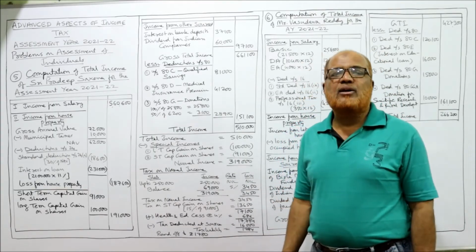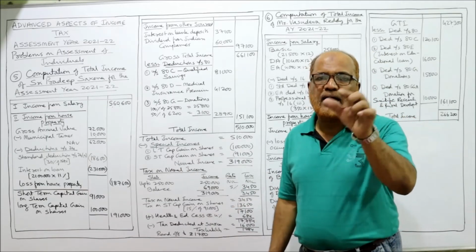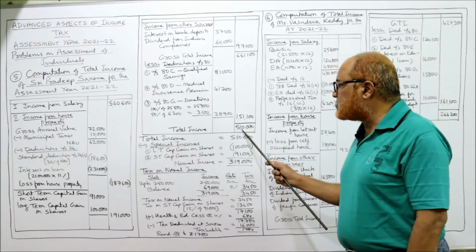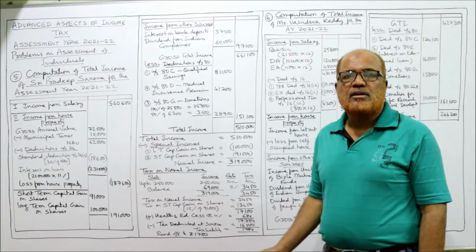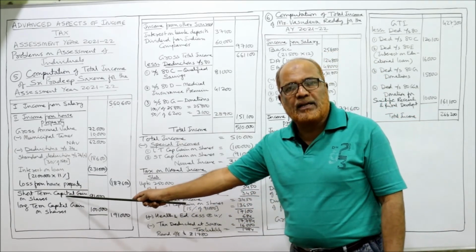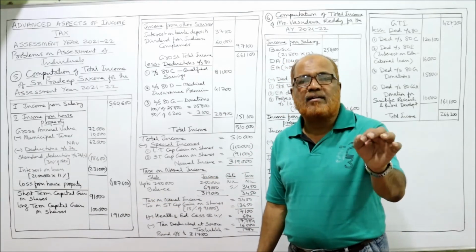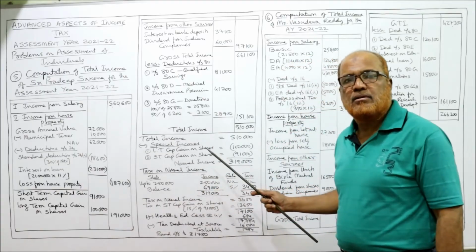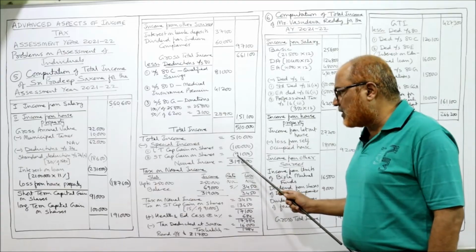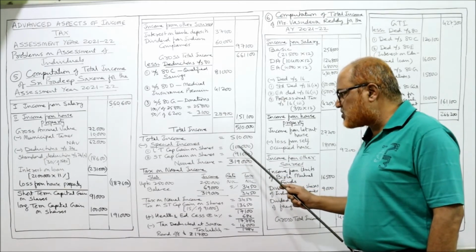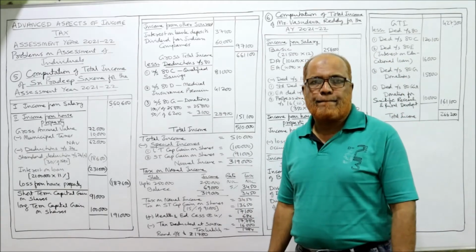The second part asks you to calculate the tax liability. First of all we have to segregate the normal income and special income. The total income is 5,10,000. From this 5,10,000 we deduct the special incomes. Special incomes are short-term capital gain on shares and long-term capital gain on shares, because there is a flat rate of tax on these special incomes. So long-term capital gain on shares 1 lakh and short-term capital gain on shares 91,000. So 5,10,000 minus 1 lakh minus 91,000, 3,19,000 is the normal income.